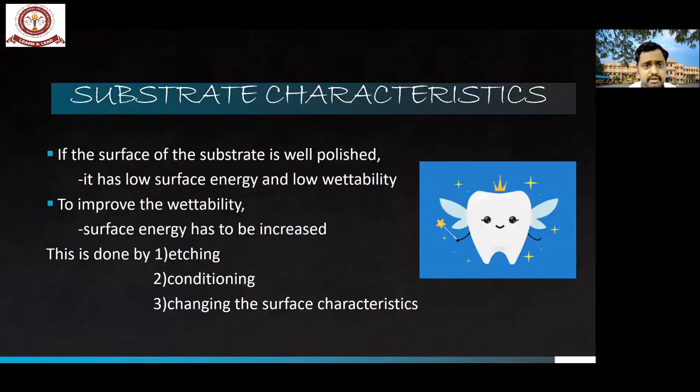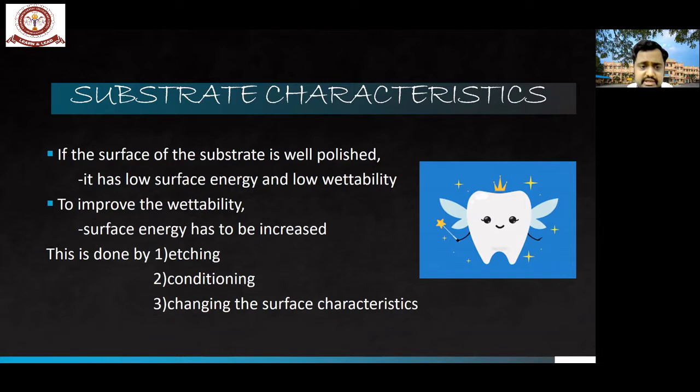First is substrate characteristics. If the surface of the substrate, for example a tooth, is well polished, it will have low surface energy and low wettability. So the bonding will be very less. To improve the wettability, the surface energy has to be increased.